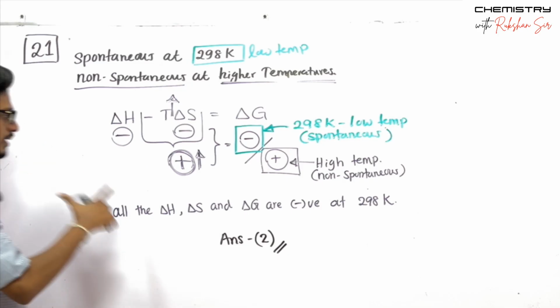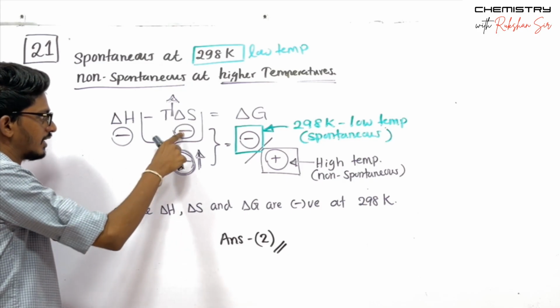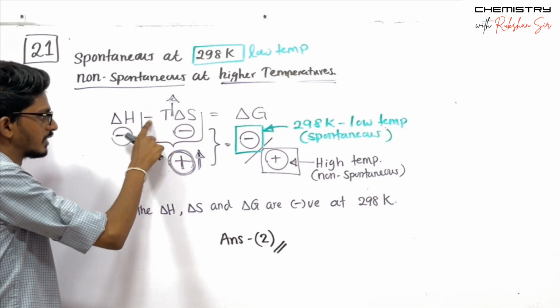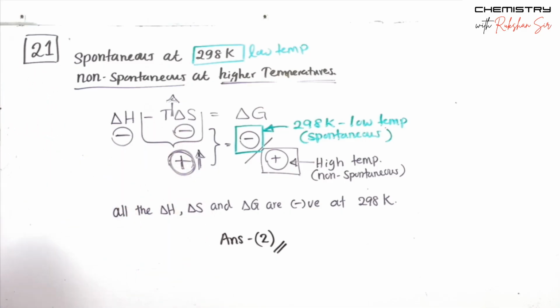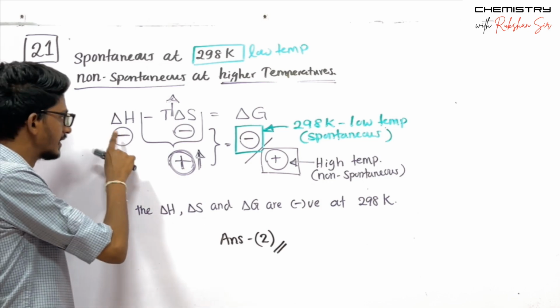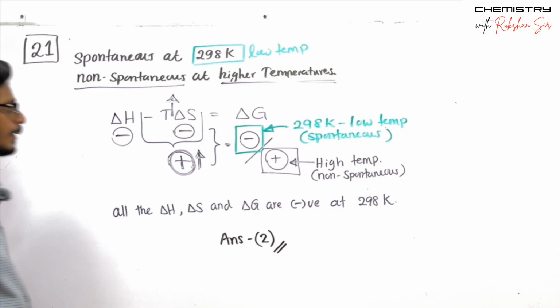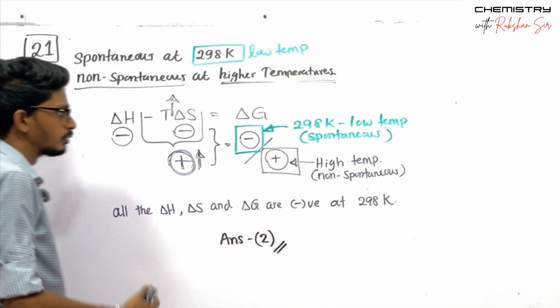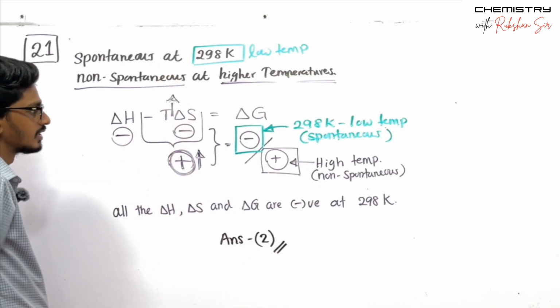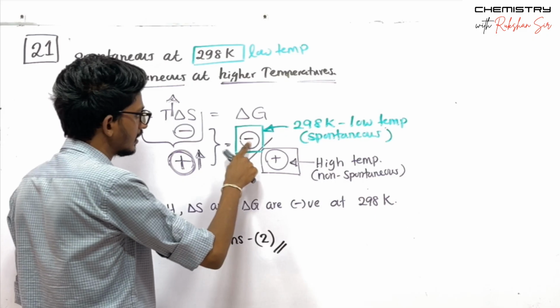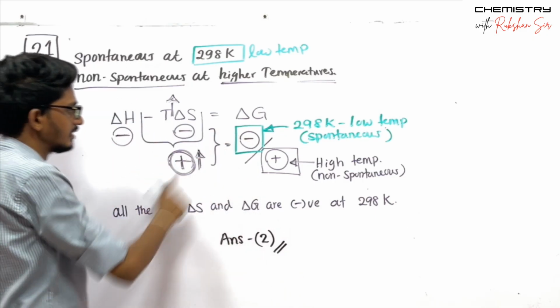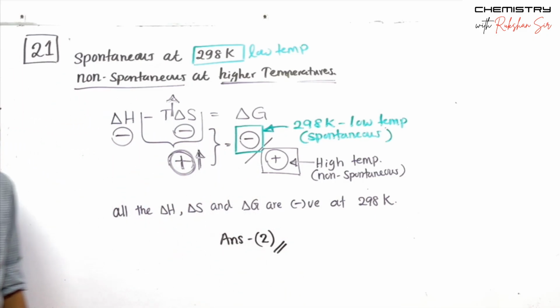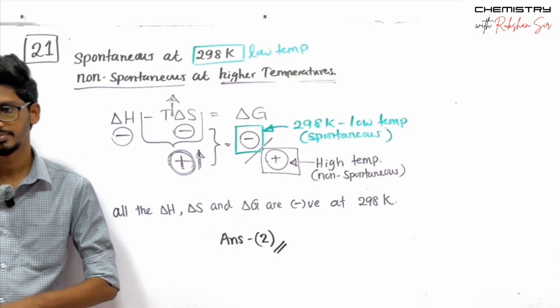So for this sign to be positive, the sign of delta S should be negative. Negative into negative will give you a positive sign. That is how the signs of delta G, delta H and delta S are decided. Then they are asking the situation at 298 Kelvin. At 298 Kelvin, as the reaction is spontaneous, the sign of delta G should also be negative. So delta H, delta S and delta G all come out as negative values. That is ready for question number 21.